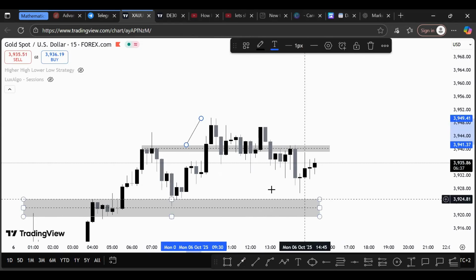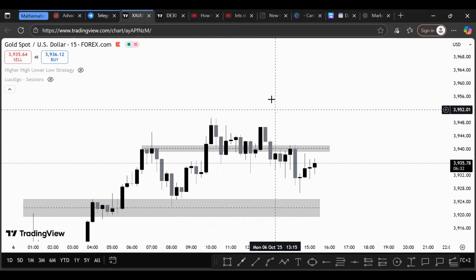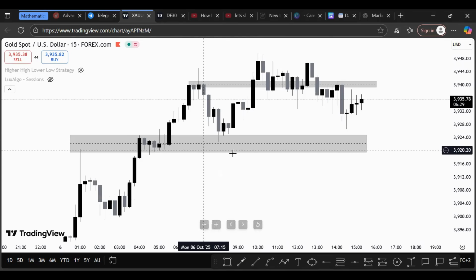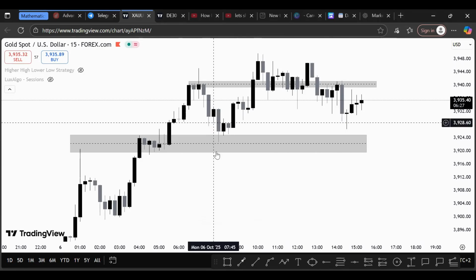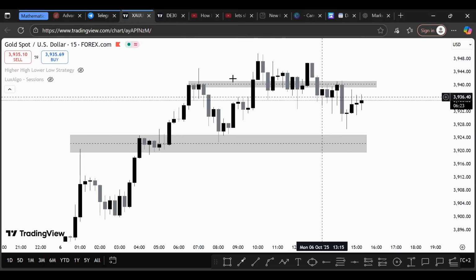Probably in terms of taking trades, it wouldn't be advisable now because there's not really much to reference off of, and these highs are very close to each other, right? So probably if price had come to this level, you could have maybe taken trades. You would have had much more data.